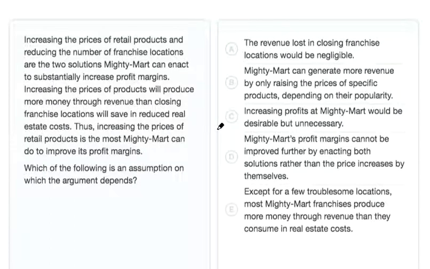This question is challenging us to figure out what detail this argument assumes is true, though the argument never actually states it. To do that, let's make sure we understand the argument. This argument is made up of three statements.